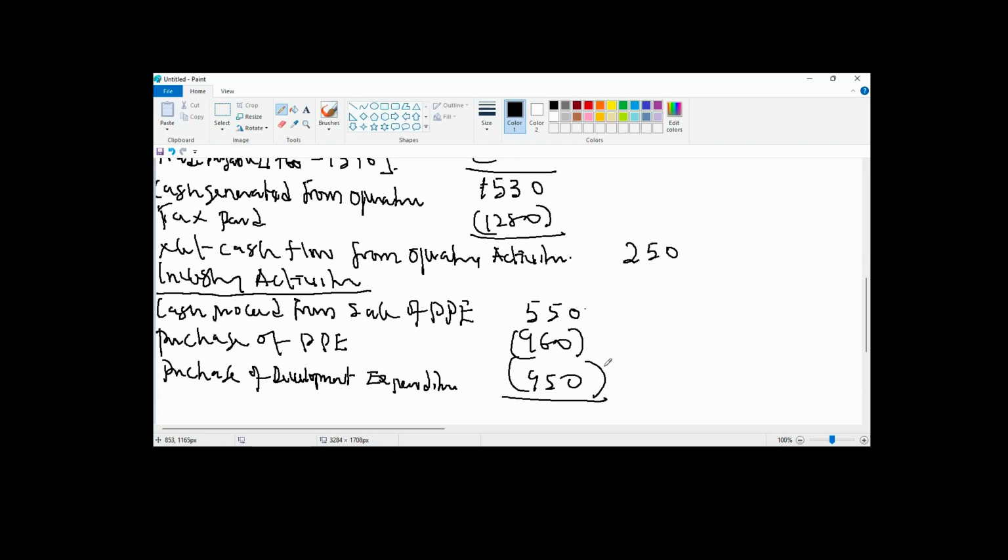I will now sum it up. Yes, that's summing. Negative 1360. I will now say next. Next, cash flow. One, 360. Next is financing.